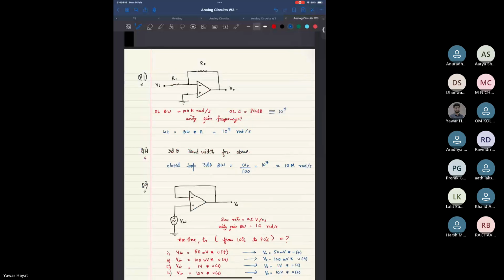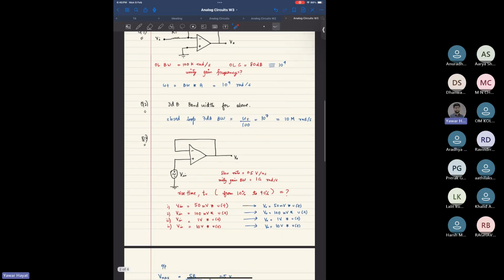Okay, I'll briefly repeat what we did so far. For the first question, we were supposed to find the unity gain frequency, right? And how did we obtain that? We took the product of our open loop bandwidth with the open loop gain, and that gave us the unity gain frequency. Okay, the first one was pretty straightforward. I think there was nothing much to repeat there.